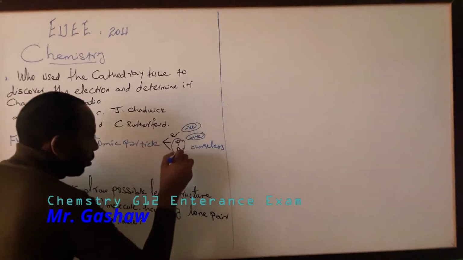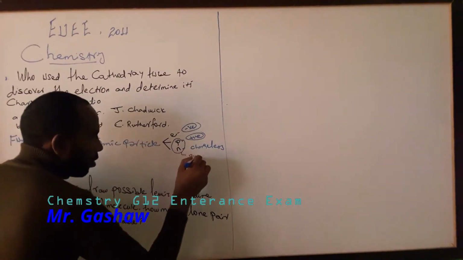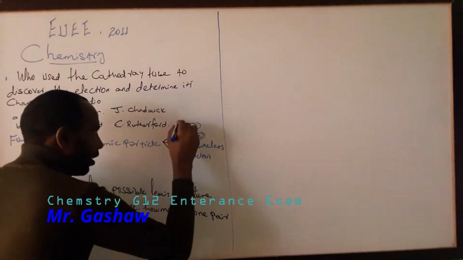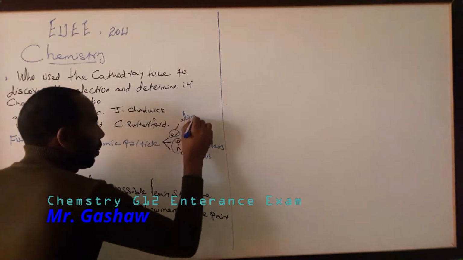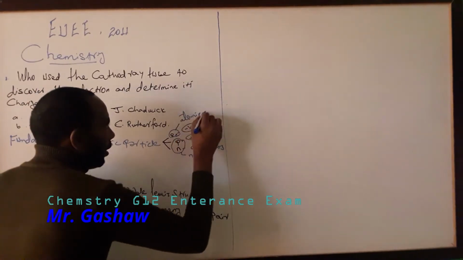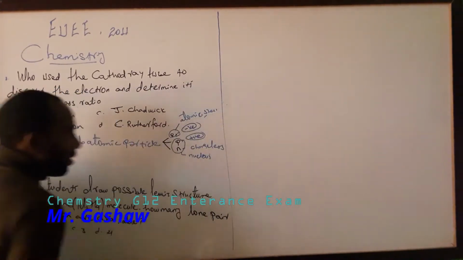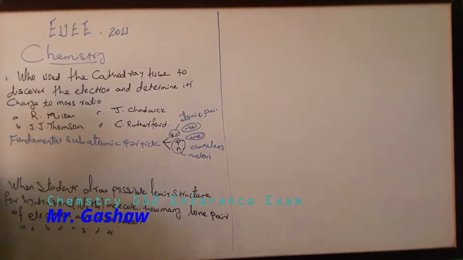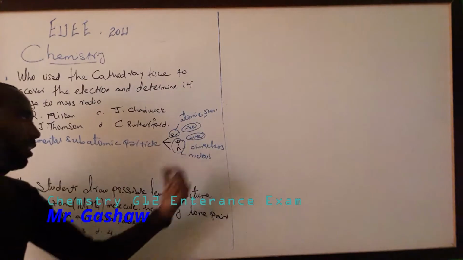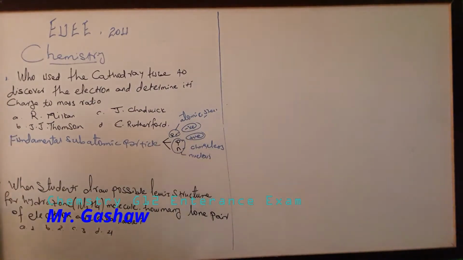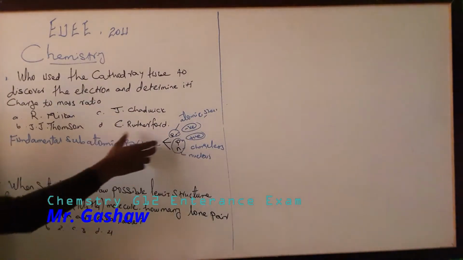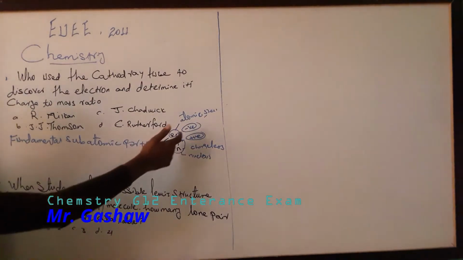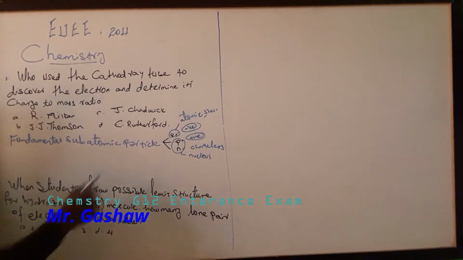Protons and neutrons are found in the nucleus of an atom, but electrons are found in the atomic shell. That means an atom has two regions: one is the atomic shell, the other one is the atomic nucleus. So the first subatomic particle to be identified is what?